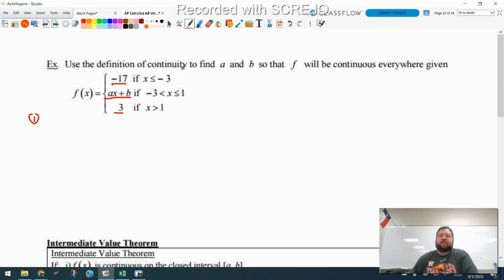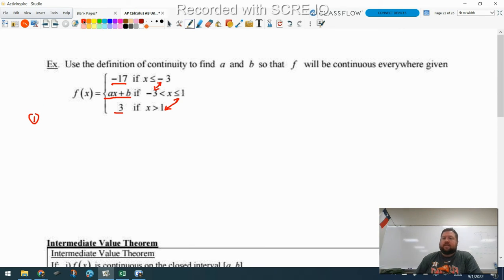Okay, so the only places where discontinuities could occur are where they connect to each other or don't connect to each other. If they don't connect to each other, that's a discontinuity. So there could be a discontinuity at -3. There could also be a discontinuity at +1. So we have to check both of those locations, and we have to make sure we find an A and a B that makes them continuous in both of those spots.